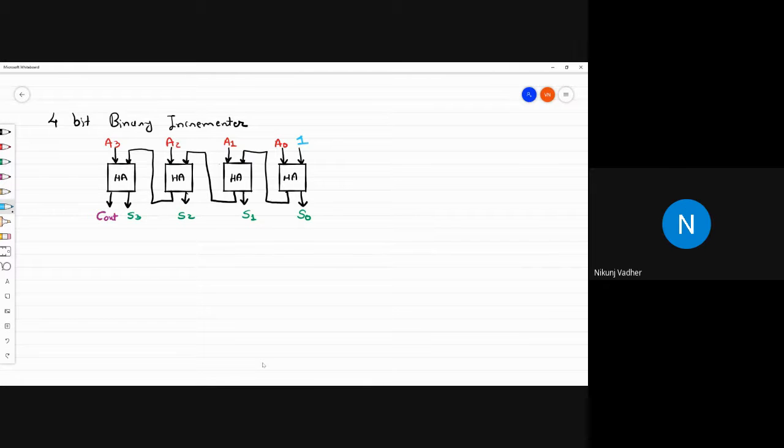The purpose of this circuit is to increment the value of any variable by 1. So let me explain with an example how it will be done.